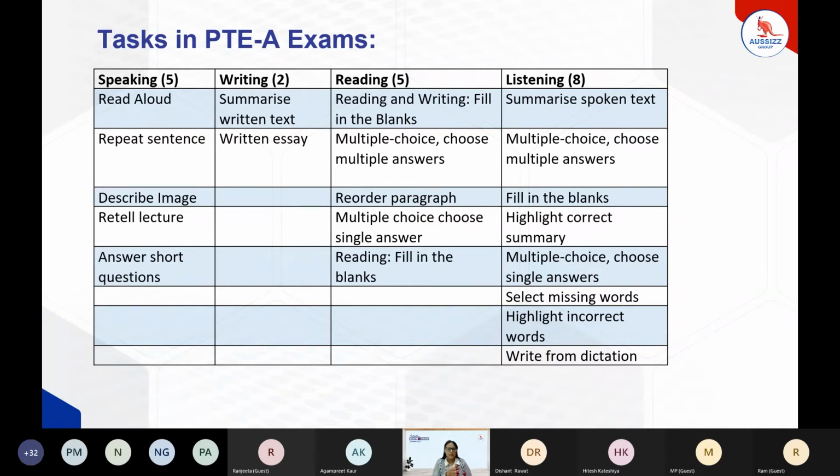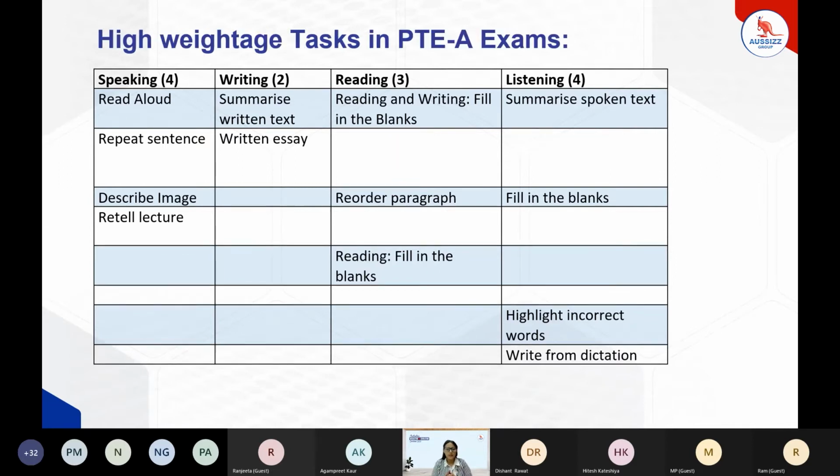In speaking, there are 5 tasks. In writing, there are 2 tasks. In reading, there are 5 tasks. In listening, there are 8 tasks, which a student needs to cross to achieve 90 marks. These are the 20 tasks. But the wonderful thing is that out of those 20 tasks, 13 tasks are very, very important. 13 tasks out of the 20 are the high weighted tasks.